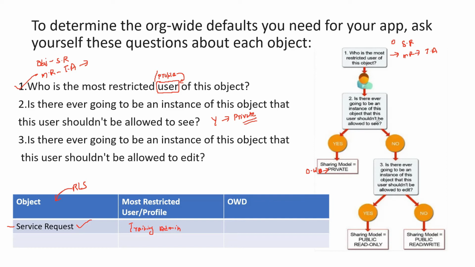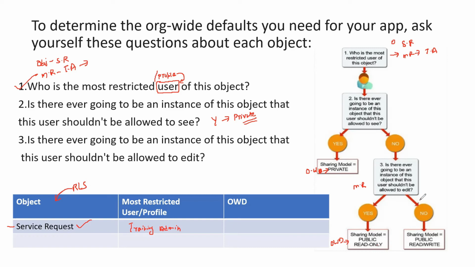Now let's say the answer to that question is no. We have another set of questions that we need to answer. Is there ever going to be an instance of this object that this user should not be able to edit? If the answer to that question is yes, that is where you will set the OWD as public read-only, because he or she should not be able to edit it. The most restricted user should not be able to edit that record. If that is the case, you would set it as public read-only, right? Here, we are asking people to read that information but not edit it.